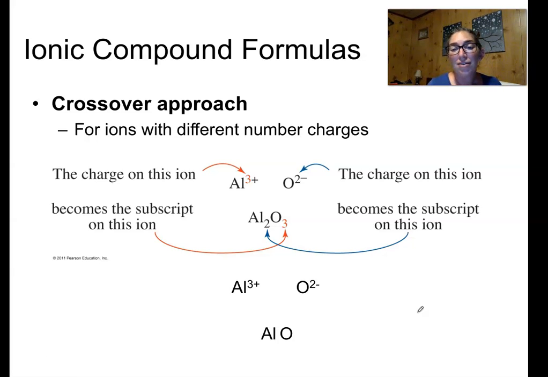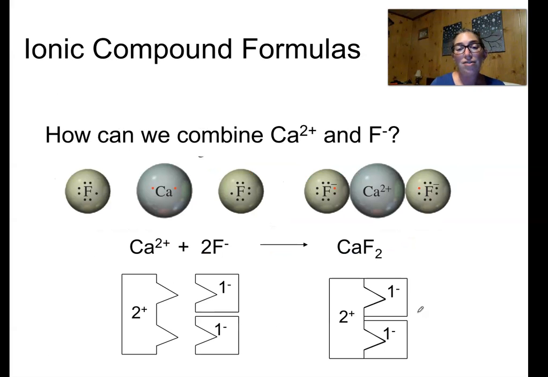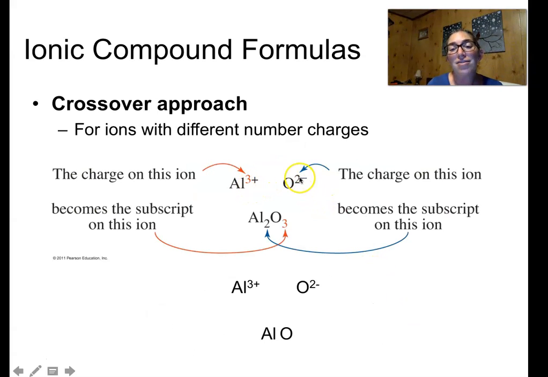Sometimes there's a trick that you can do. If the charges are 2 and 1, that's fairly easy to balance. But if the charges are 3 and 2, that's a little bit harder. So there's a shortcut method for this, which is called the crossover approach. So if you have aluminum, which has a 3+ charge, and oxygen, which has a 2- charge, you need to combine them in such a way that their charges will cancel out. And so essentially what we want is to find a least common denominator or least common multiple. I can't remember which.